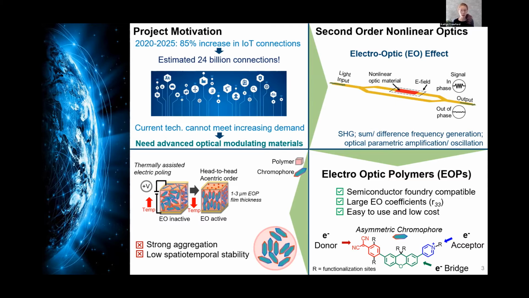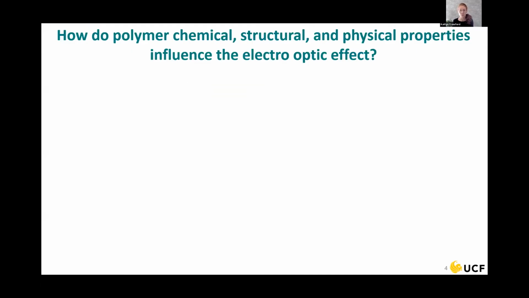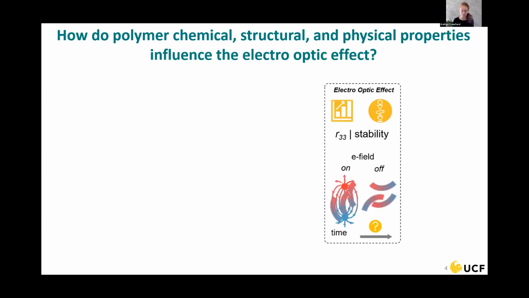And when you do have the electro-optic effect, sometimes there's low spatiotemporal stability due to relaxation of the chromophores to an isotropic state. So one of the things that I want to look at specifically in part of this project is how the polymer chemical, structural, and physical properties influence the electro-optic effect. So a lot of work has been done in looking at the chromophores, but there's a lot that we don't know actually about the polymer.